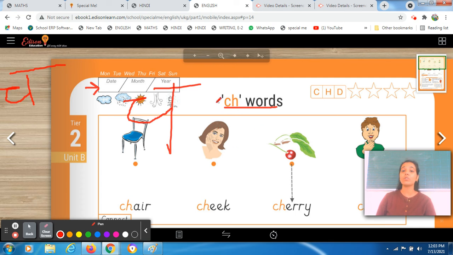Okay? So wherever you see these CH words, you have to pronounce the sound ch. Okay? So related to the same sound, here we will do some words. Let's begin.